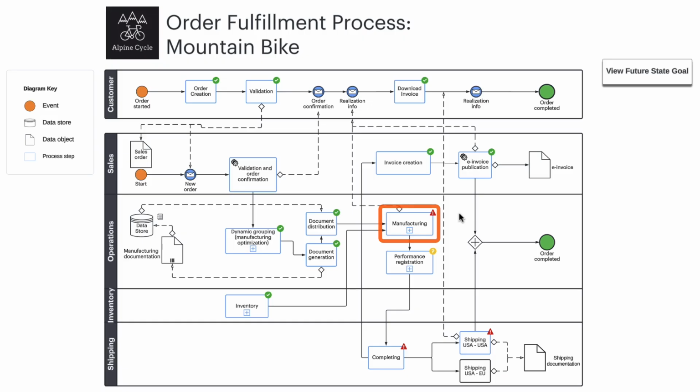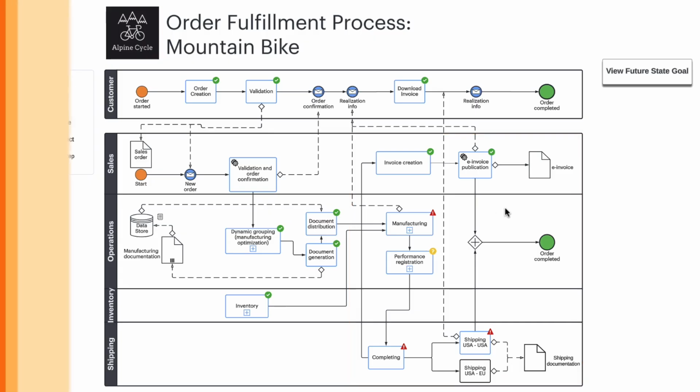And because we visualize the process, we can see that this bottleneck is connected to other parts of the process, affecting the efficiency. Now, if Alpine cycle needs to quickly communicate this information to various stakeholders, the conditional formatting makes the diagram easy to quickly understand, because the problem areas are made instantly obvious based on the icons.